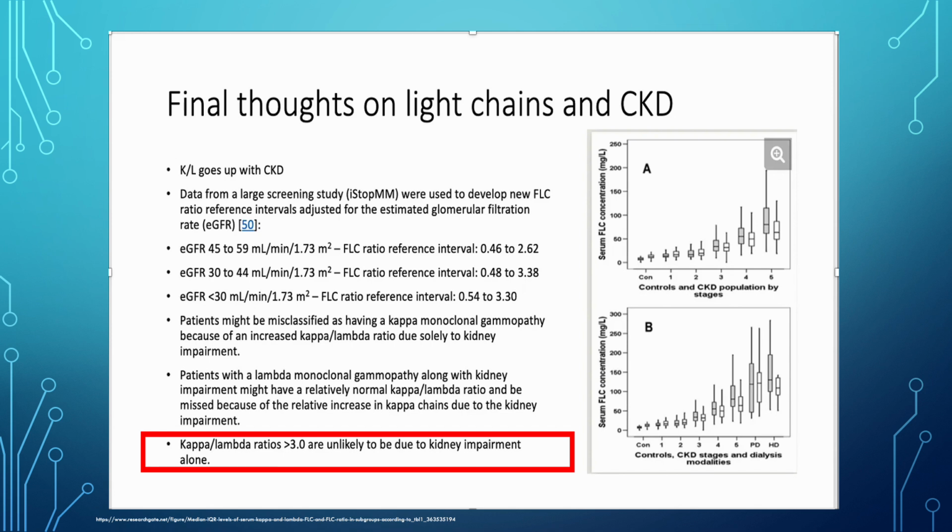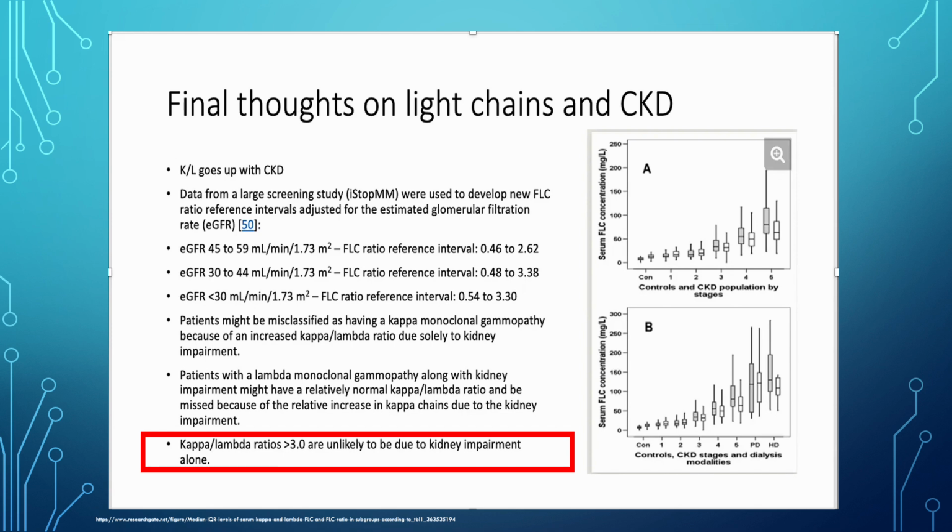So, summing it all up, the kappa lambda ratio goes up with CKD. And we've taken data from the iStopMM study. It's a large screening study that was used to develop new FLC ratio reference intervals adjusted according to the glomerular filtration rate, because it got hard to distinguish whether the patient has chronic kidney disease, which is the reason for the kappa lambda ratio to get impaired, or whether a monoclonal cause is the reason for that. So for that reason, we came up with these reference ranges according to the GFR.